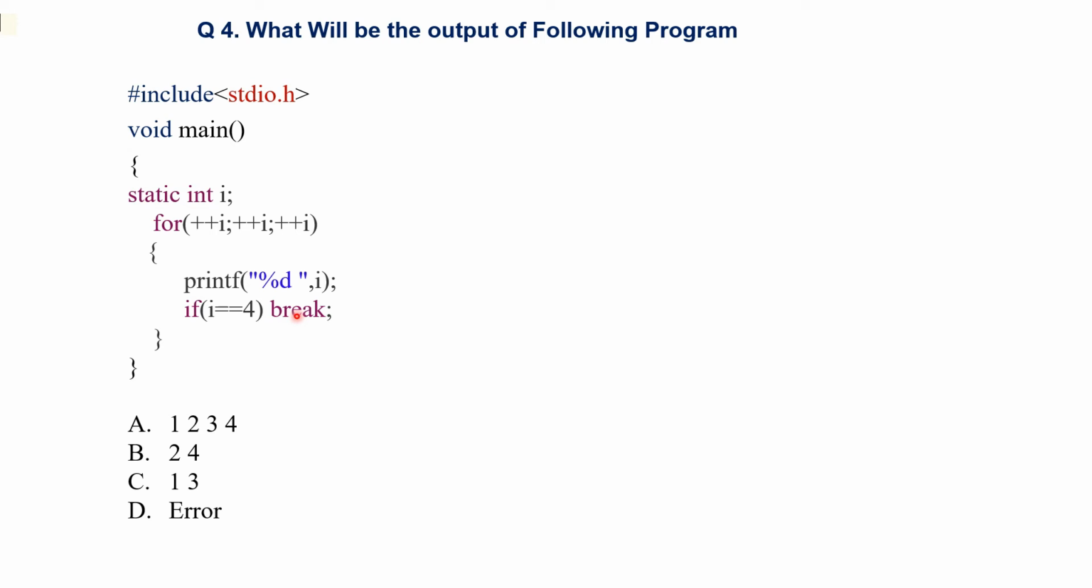Therefore this statement will be executed, that is the break statement will be executed, because of which control will go out of the loop. So hence with this for statement, 2 and after that 4 will be displayed. So hence the correct option for this program is option B.